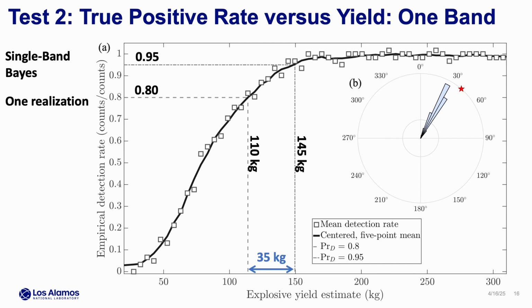We see that we detect near-surface explosions as small as 110 kilograms about 80% of the time, and explosions as small as 145 kilograms about 95% of the time, each from about 25 kilometers from the source. We also localize the azimuth of the source within roughly 10 degrees. Not bad.